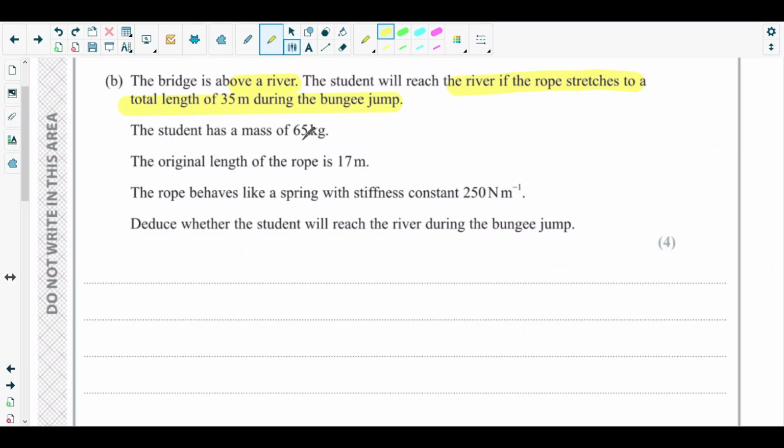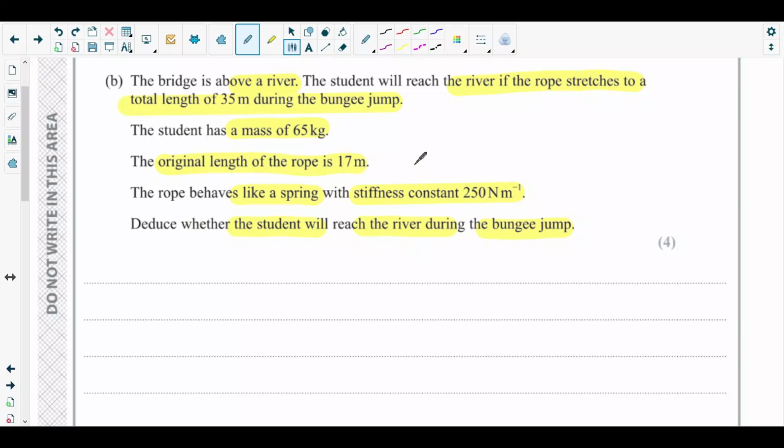Okay, next they said the student has a mass of 65 kg. The original length of the rope is 17 meter. The rope behaves like a spring with stiffness constant 250 newton per meter. The value for k is given here. So the question is to deduce whether the student will reach the river during the bungee jump.